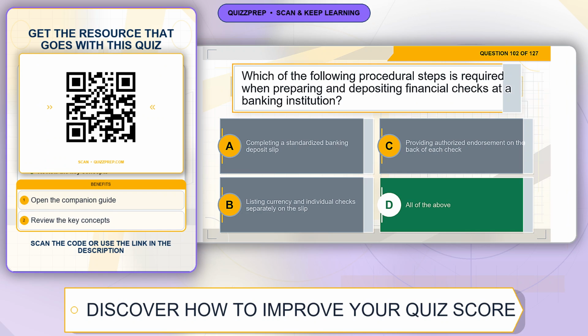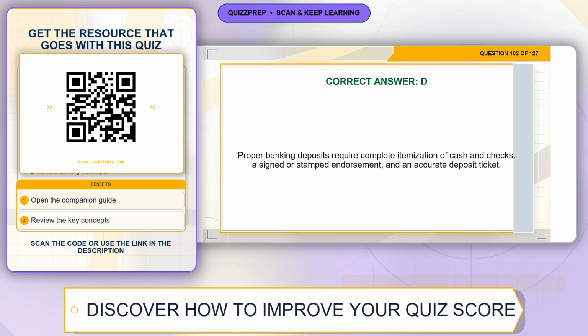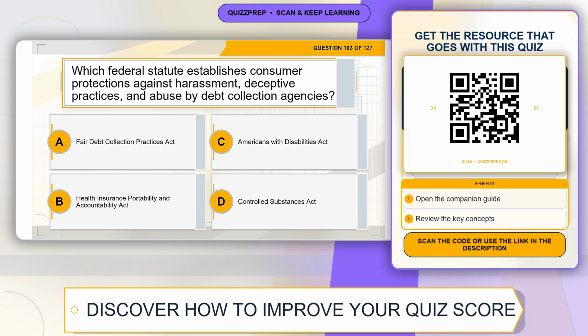The correct answer is option D, all of the above. Explanation. Proper banking deposits require complete itemization of cash and checks, a signed or stamped endorsement, and an accurate deposit ticket. Question 103. Which federal statute establishes consumer protections against harassment, deceptive practices, and abuse by debt collection agencies?